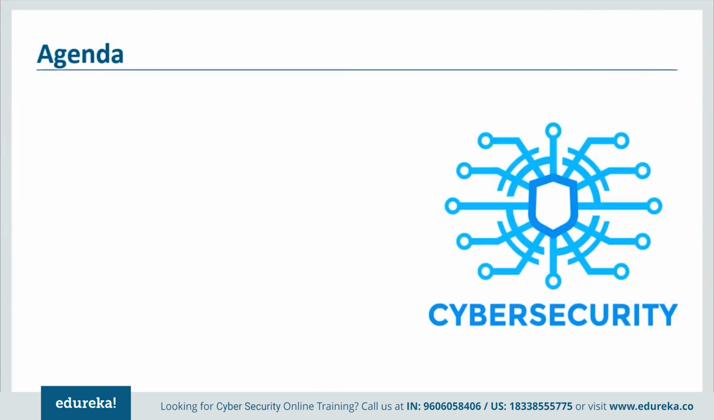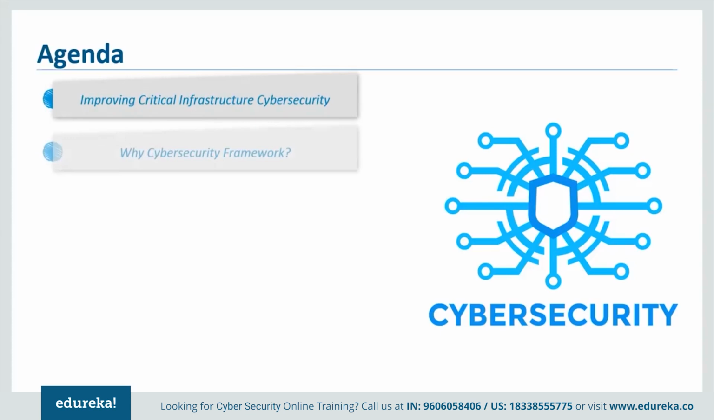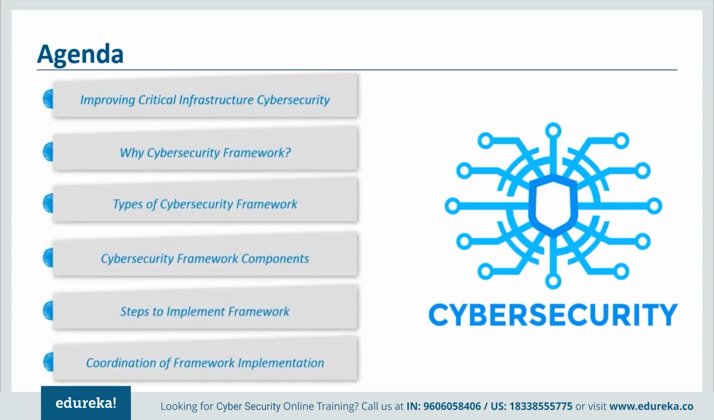So first, let's have a look at the agenda of today's session. To begin with, we'll see how the US government recognized the need for a reliable function to secure the national and economic infrastructure and improve critical infrastructure security. Next, we'll discuss the importance of cybersecurity frameworks and why it is required in an organization. Then I'll tell you about the different types of frameworks. Moving on, I'll tell you about the components that make up cybersecurity frameworks. And after discussing the framework, I'll tell you what steps are required to implement frameworks in an organization. Finally, I'll describe a common flow of information and decisions at the different levels within an organization.